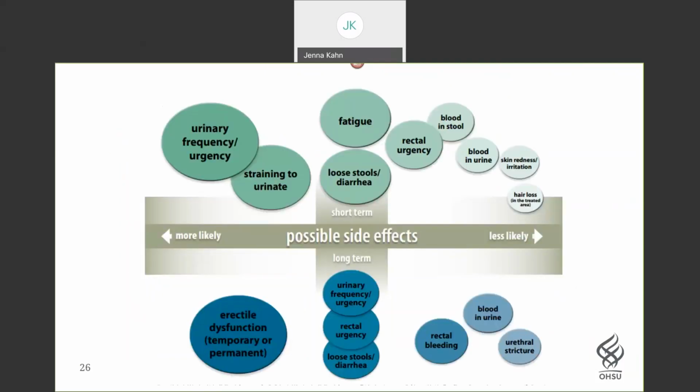Some of the side effects of prostate cancer radiation include urinary frequency and urgency, straining to urinate, tiredness, loose stools or diarrhea, rectal urgency or possibly blood in the stool. Long-term side effects include erectile dysfunction, temporary or permanent. They can continue to have urinary frequency or urgency, rectal urgency, and loose stools or diarrhea. Less likely are rectal bleeding, blood in the urine, or urethral strictures. But these are all side effects that are from radiation.